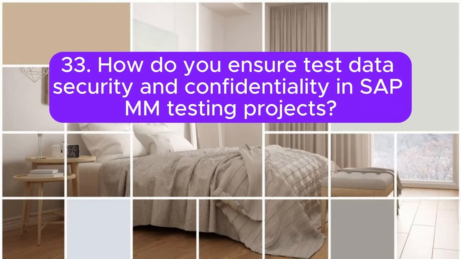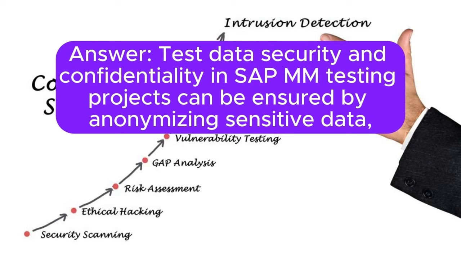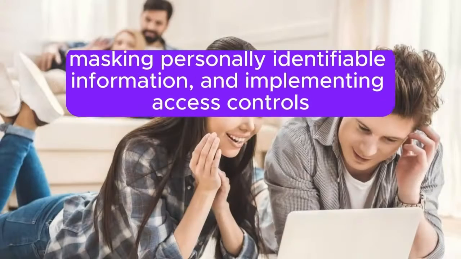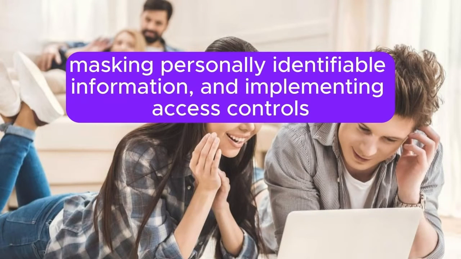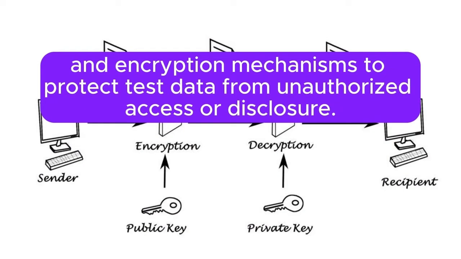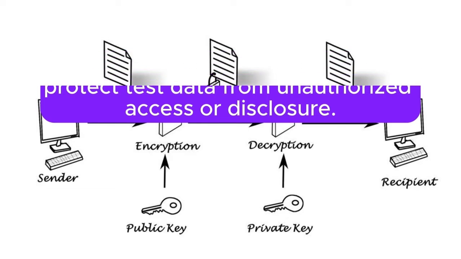33. How do you ensure test data security and confidentiality in SAP MM testing projects? Answer. Test data security and confidentiality in SAP MM testing projects can be ensured by anonymizing sensitive data, masking personally identifiable information, and implementing access controls and encryption mechanisms to protect test data from unauthorized access or disclosure.